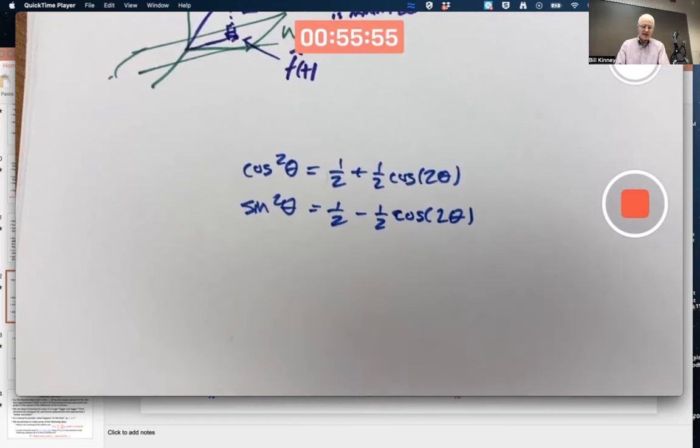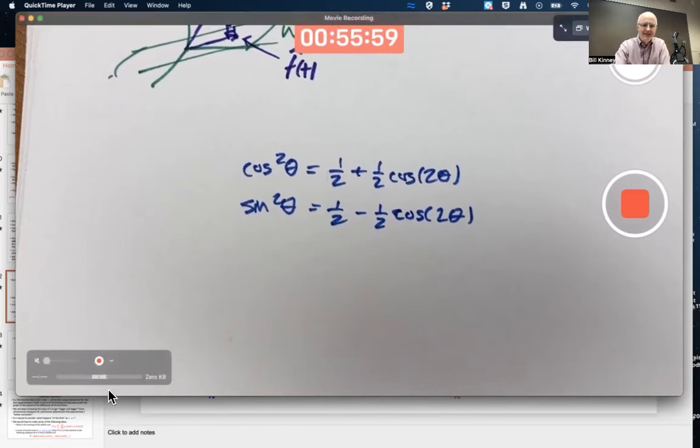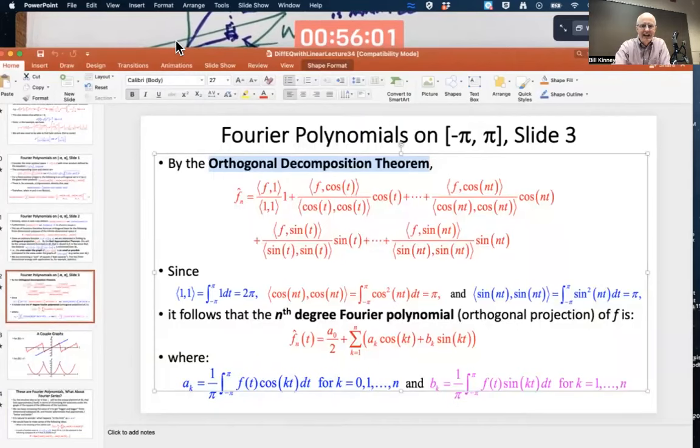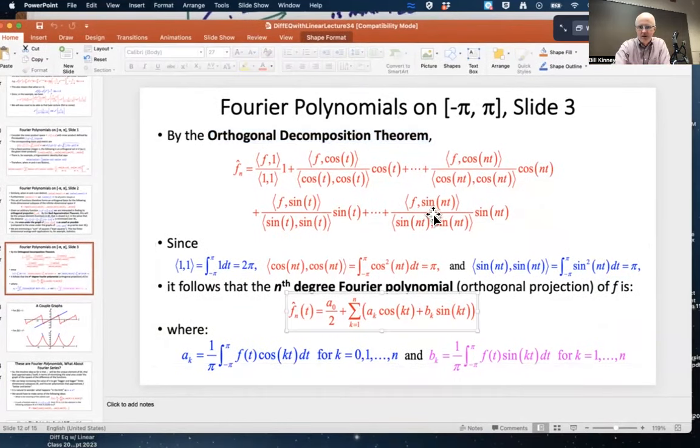Okay, it's worth doing a Fourier polynomial by hand once. Ultimately, in the end, you use this final formula right there. And notice the a sub 0 gets divided by 2. The reason that gets divided by 2 is because the inner product of 1 with itself over the interval from negative pi to pi is 2 pi instead of pi. So that's why you need an extra factor of 2 there. That's the final formula you use to write down.